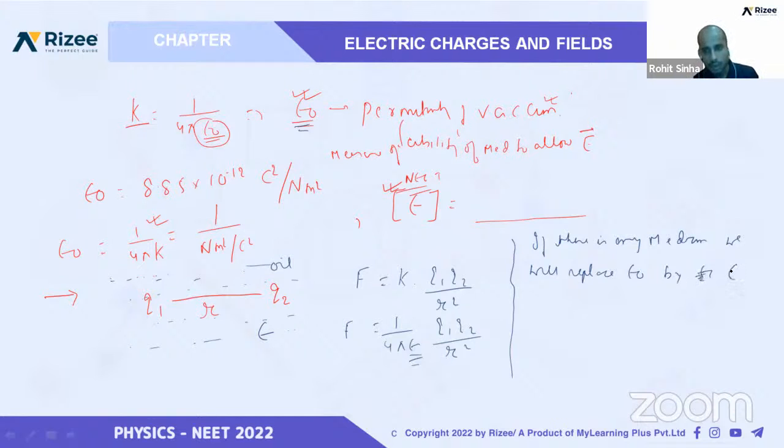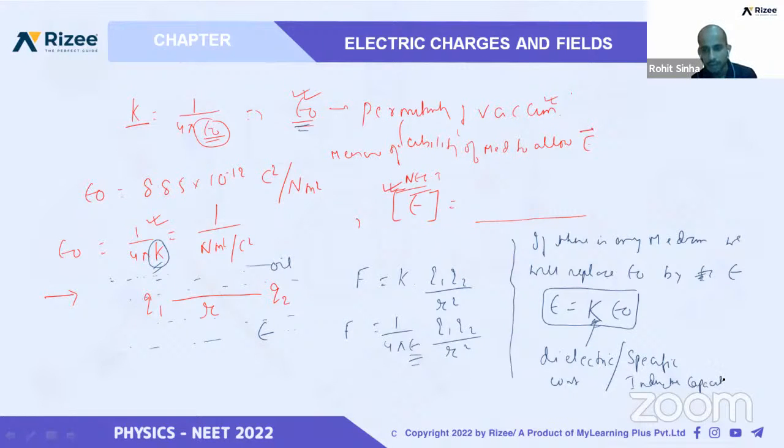We will replace epsilon naught by epsilon, and there is also a relation between them, that epsilon is equal to capital K times epsilon naught. This k is different from this k. Never get confused. This is the proportionality constant, and this K is the dielectric constant, or we say it as specific inductive capacity, or relative permittivity. These are all names of K only.